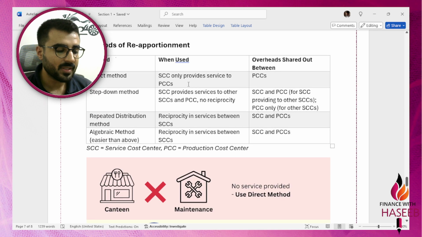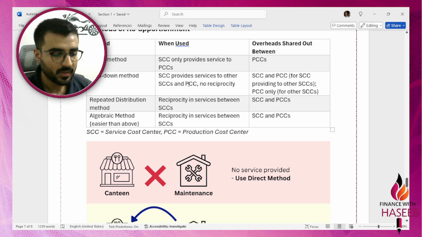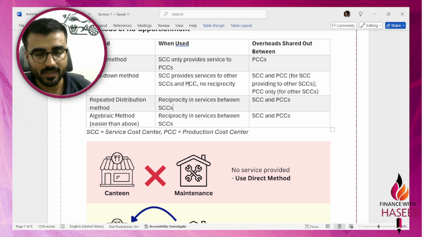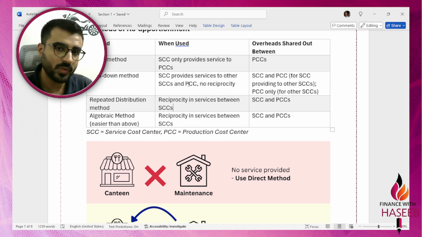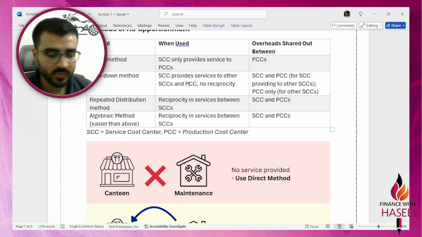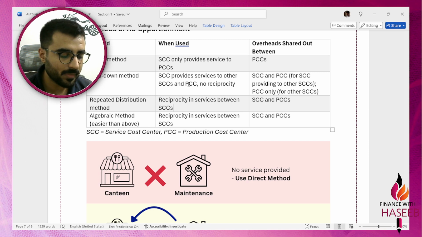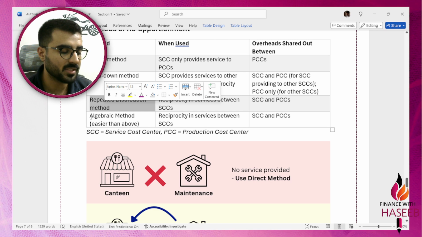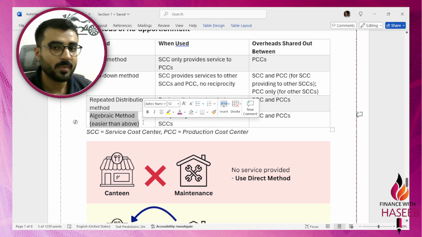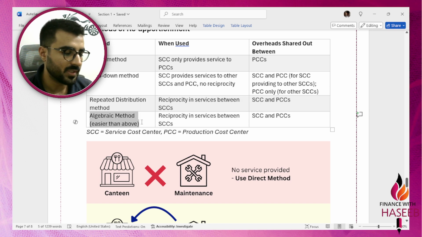Whenever the data in the question indicates that the services are being reciprocated, with two service cost centers providing services to each other, you have to use one of two methods. You can use the repeated distribution method or the algebraic method. So there are two methods to solve reciprocity. The most likely method to be tested in your exam is the algebraic method, which is much easier than the repeated distribution method.